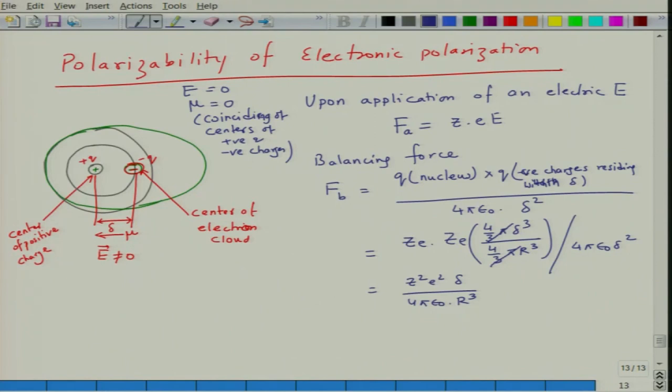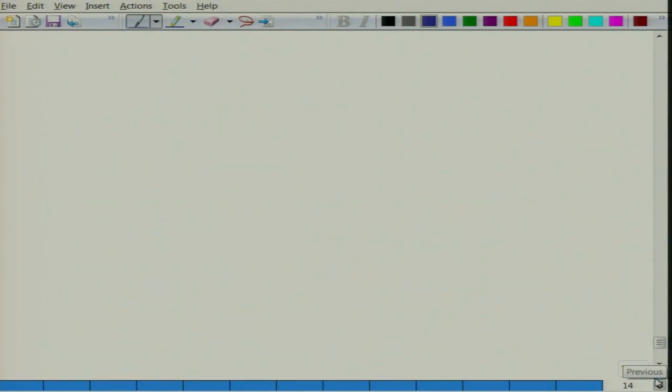So, let us say there is an equilibrium separation. So, at equilibrium, delta is equal to delta naught, okay. And at equilibrium F_A is equal to F_B, right. So, when you do that together, the applied force is equal to the balancing force. By balancing the two forces, we can determine delta naught is equal to 4 pi epsilon naught into R cube into E divided by Z E.